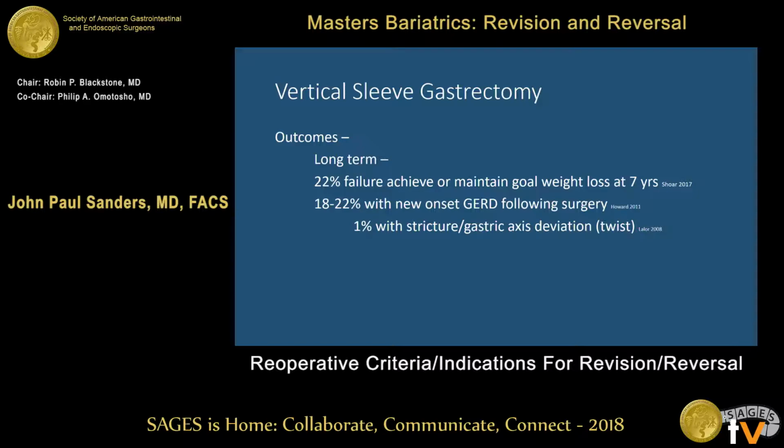Outcomes after 7 years, Shore et al. found that about 22% failed to achieve or maintain their goal weight loss, which in the early stages was 50%. And then another 18 to 22% developed new onset GERD after surgery. The 1% with the stricture and twist is not 1% of that 22%, but it contributed to that.